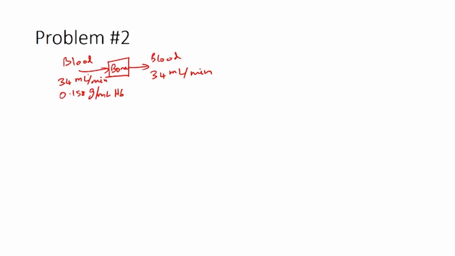Before we start with the oxygen balance, we need to know how much hemoglobin is actually entering the system, so that we can calculate the number of moles of oxygen which is being carried by the hemoglobin into the system. For that reason, we will first calculate input hemoglobin. We know that the concentration of hemoglobin is 0.158 grams per ml and the flow rate of blood is 34 ml per minute, which means the mass of hemoglobin entering the system would be 0.158 multiplied by 34 grams per minute. So, this would be equal to 5.372 grams per minute.